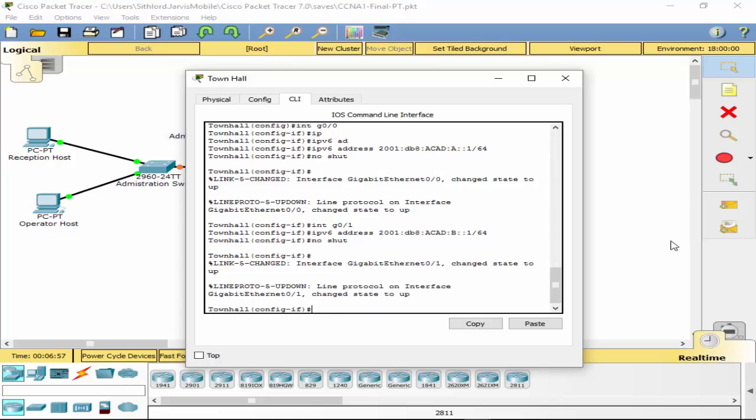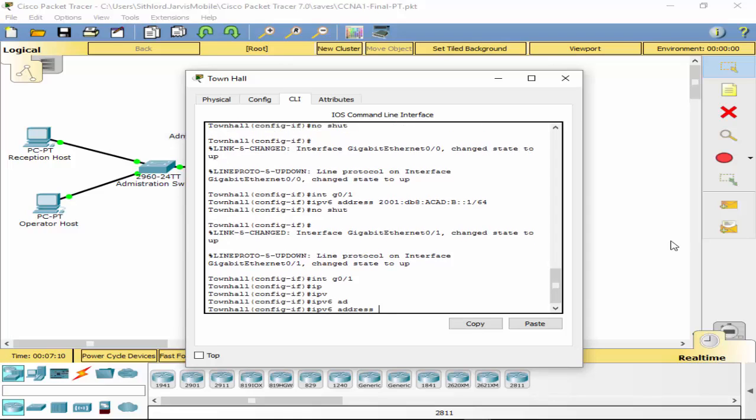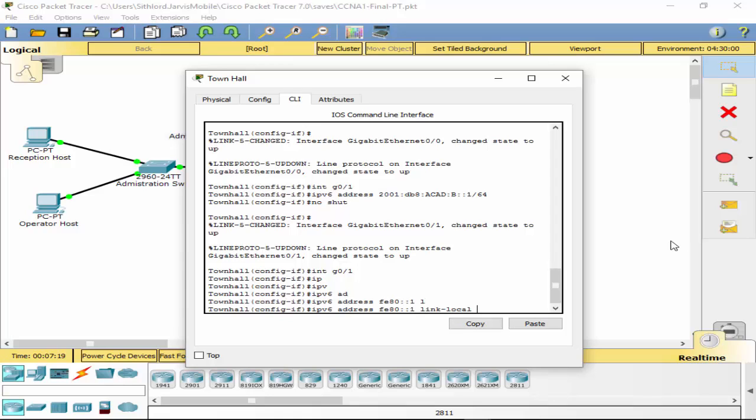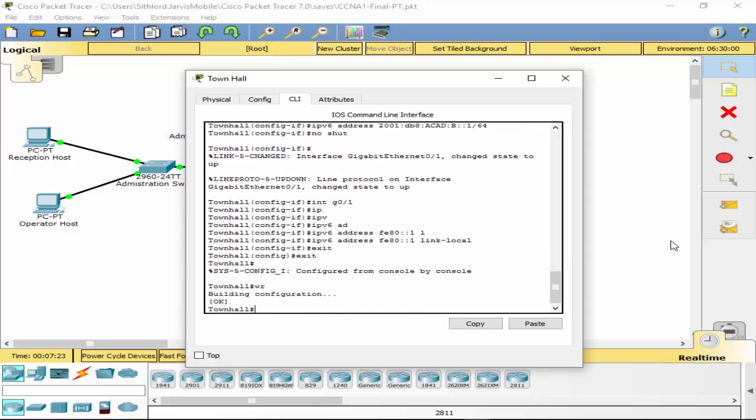Actually, no, we have to go back into one of those, into interface G0/1, and say ipv6 address FE80, which is the link local prefix, but instead of putting a prefix length, we say link-local. Okay, so we've set the link local on there. That's what we know in that first table.